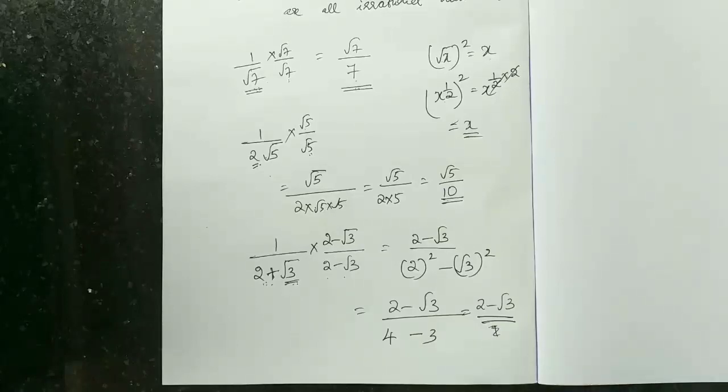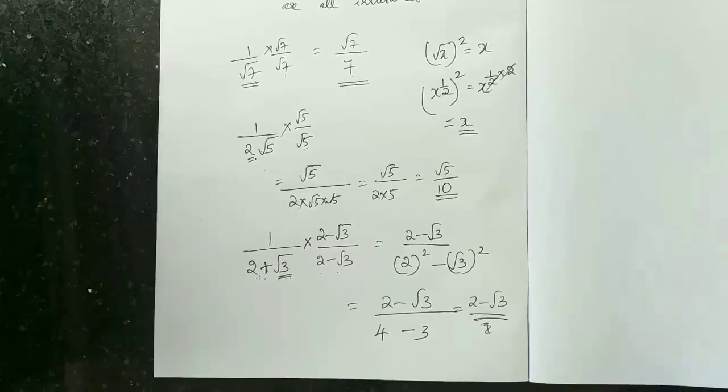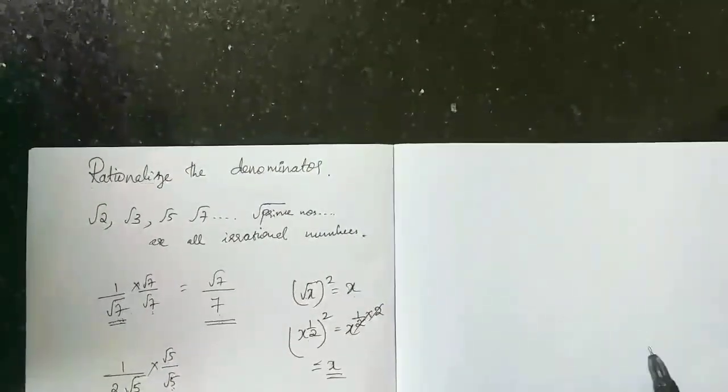Hope this is clear for you. So we have rationalized the denominator here. Let me take one more example and make it more clear for you. Okay, let us take another example.